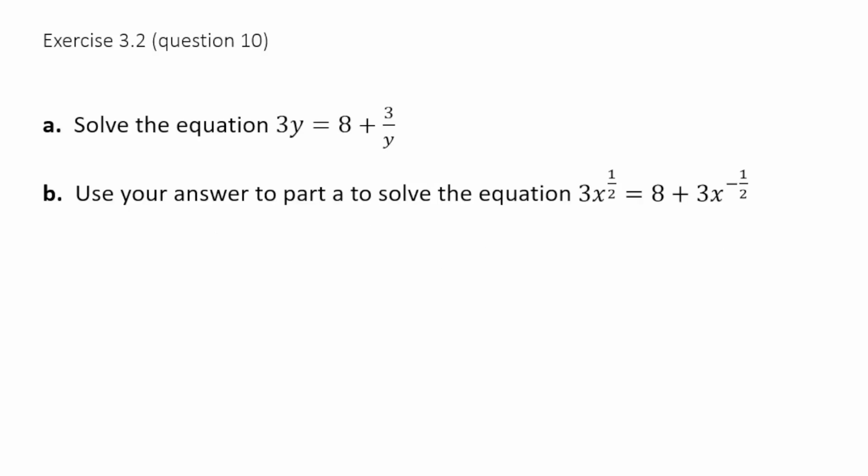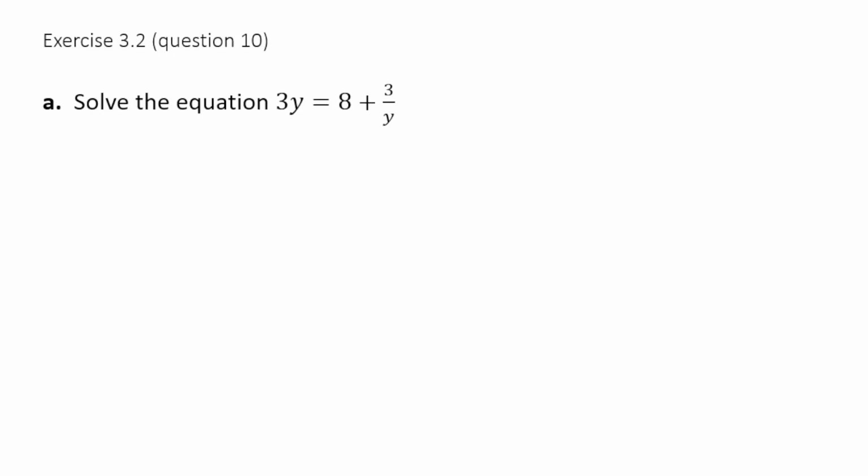Okay, here we've got two parts. We've got to solve the equation 3y is equal to 8 plus 3 divided by y. And then we've got to use that answer to solve the equation 3x to the power of a half is equal to 8 plus 3x to the power of minus a half. So let's look at part A.